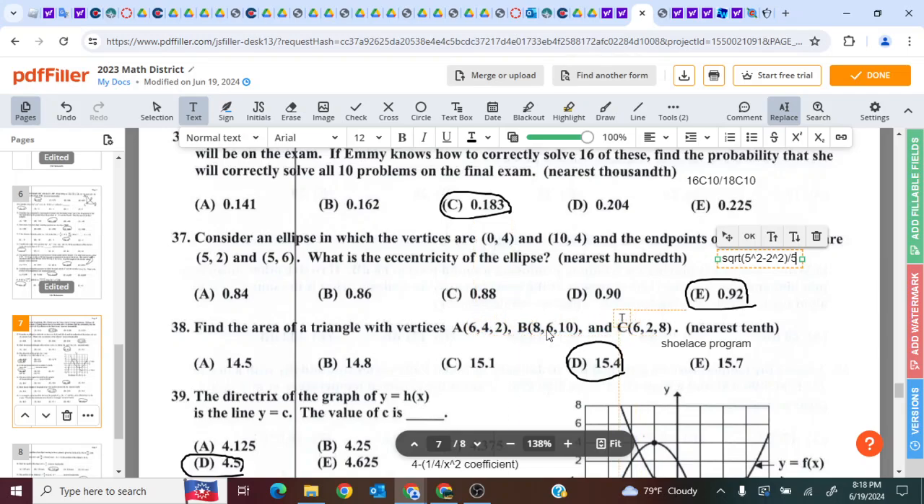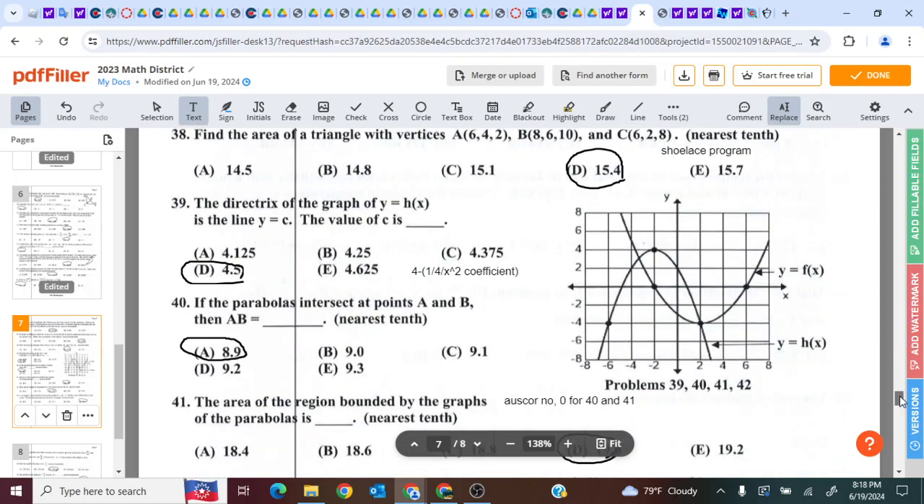Find the area of this triangle with these points. We'll be using our 3D shoelace program. Put the x values into L1, 6, 8, and 6, y values into L2, and z values into L3 on stat edit. Then you use our program, go to polygon, 3 sides, and then do the 3D shoelace to get an area of 15.4.